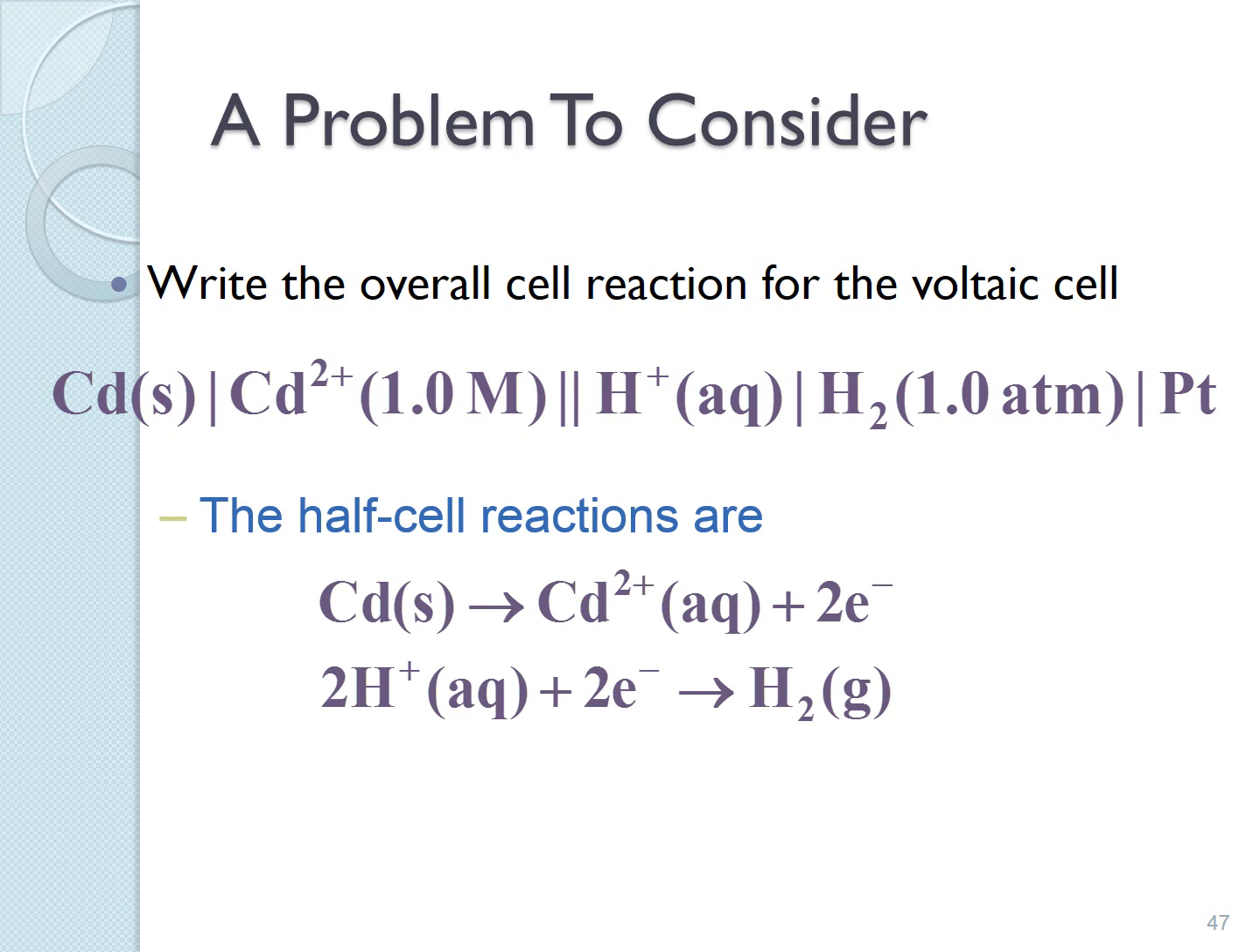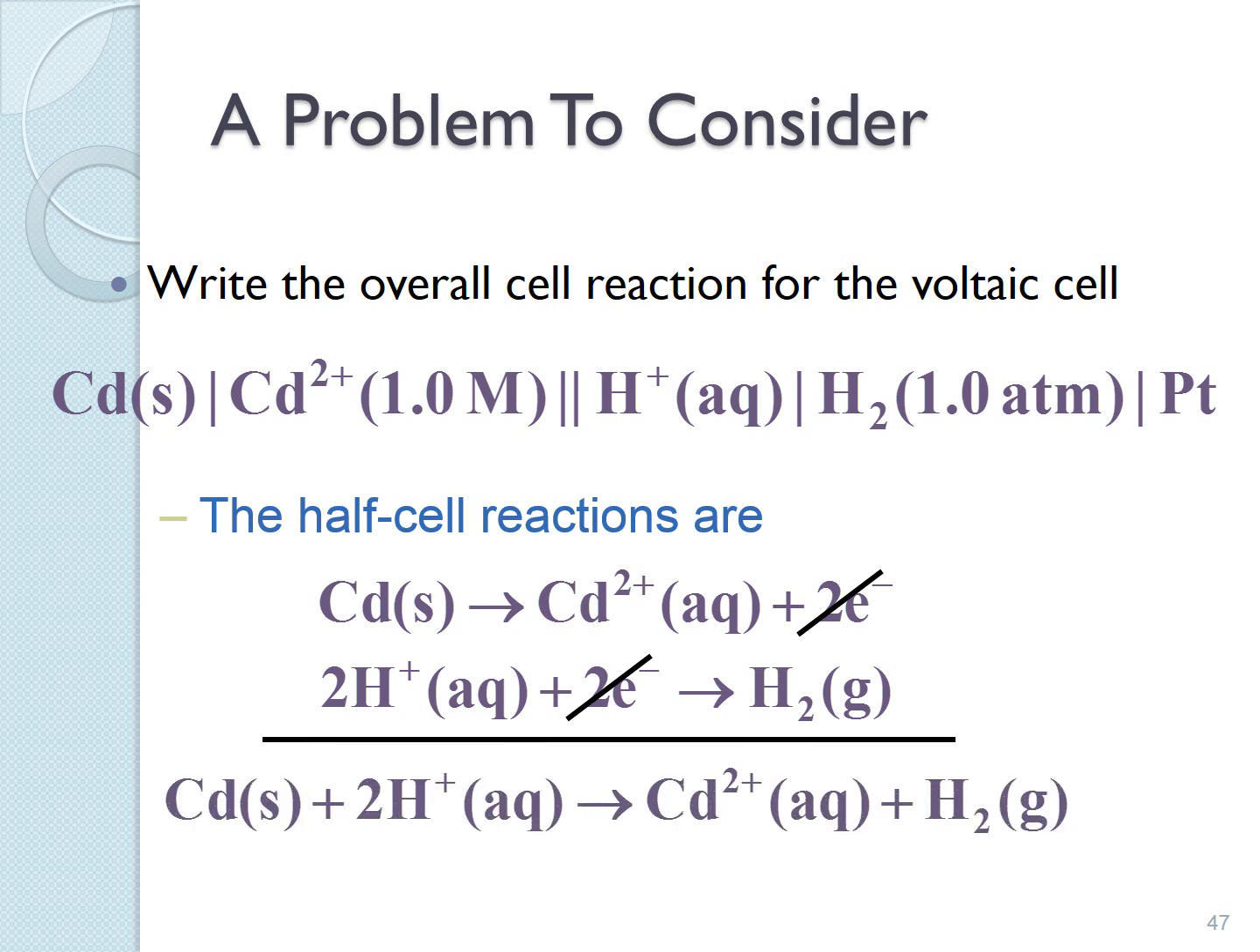So what you would do is you would take the cadmium, which gives the cadmium 2 plus ion plus 2 electrons. 2 hydrogen ions plus 2 electrons gives us H2. Because the electrons are the same on both sides, we don't have to multiply by any factor, so we can cancel them out and write them together, and this is our overall cell reaction. So you should be able to take a cell reaction and write it in the notation, or take something already in the notation and write the cell reaction.